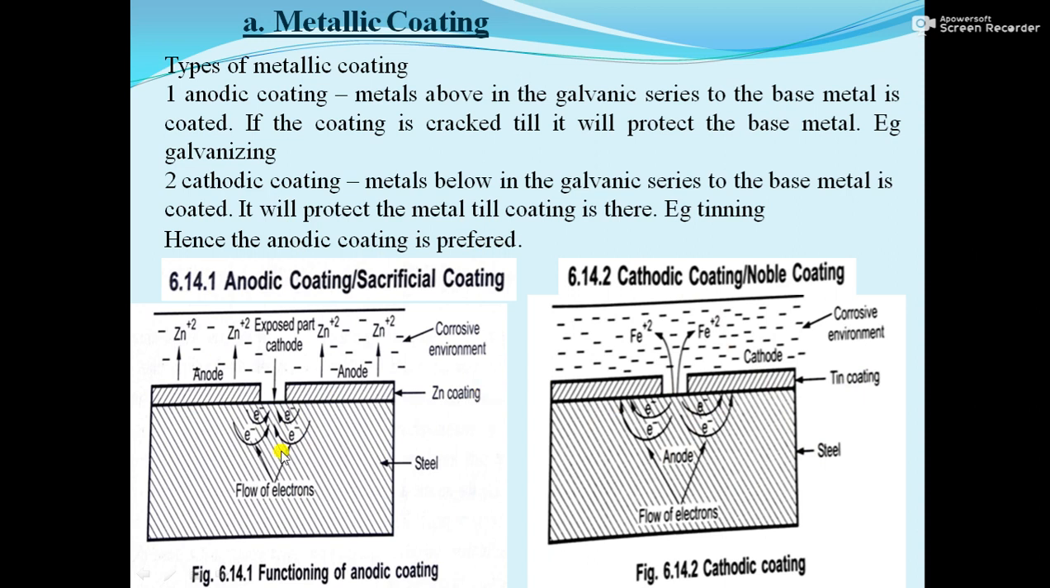The anodic coating is majorly preferred. The reason being, suppose the anodic coating gets ruptured, then due to the small cathodic area and the bigger anodic area, the rate of corrosion will be less. But in the case of cathodic coating, if the coating gets ruptured, the cathodic area is more as compared to the anodic area, so the rate of corrosion will be faster. So that's why anodic coating is preferred.